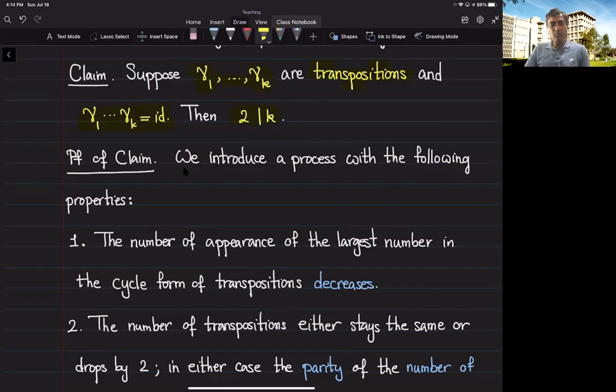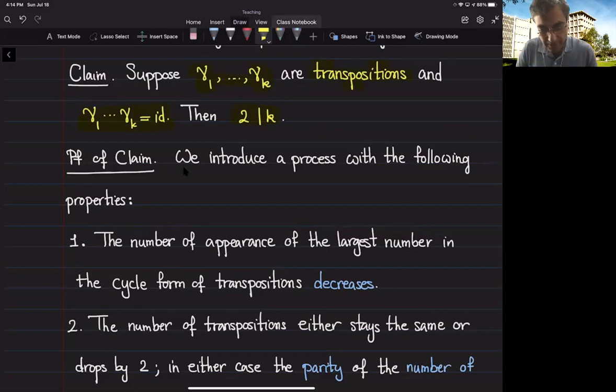So again, what I will do is to reduce the number of times that these numbers appear in the gamma sub i's, but at the same time, I make sure that at each step, I do not change the parity of the number of transpositions that appear. So if I end up getting 0 transpositions at the end, and I do not change the parity of the number of transpositions, that means that the initial number of transpositions should have been even as well, the same as 0. And that would finish the argument.